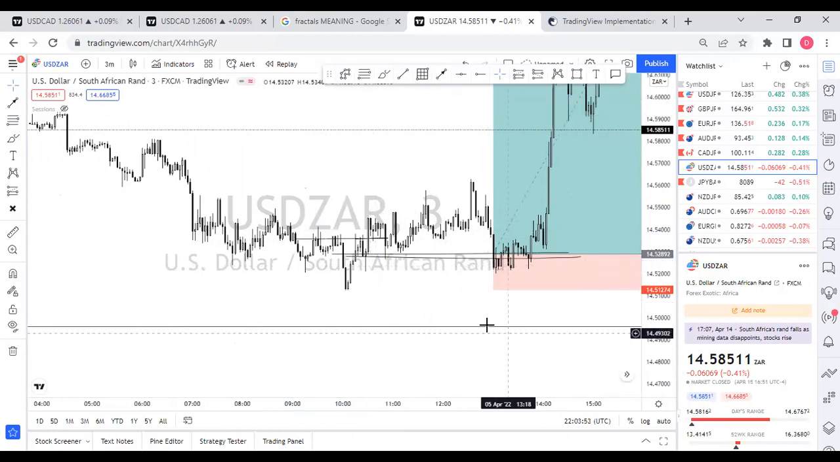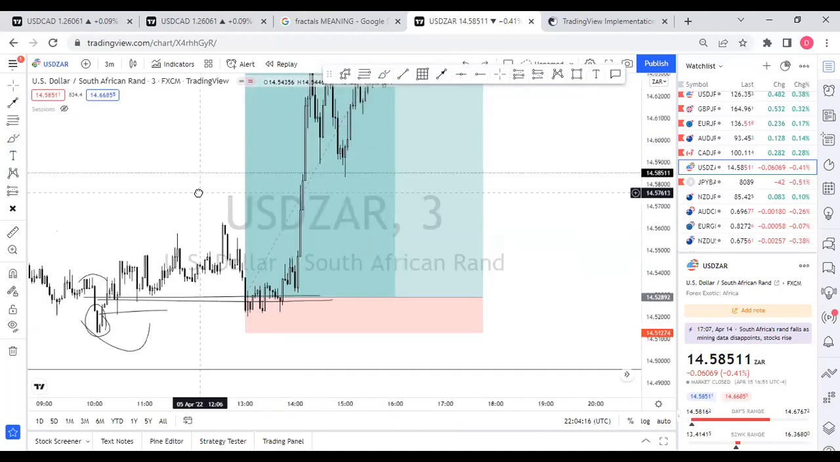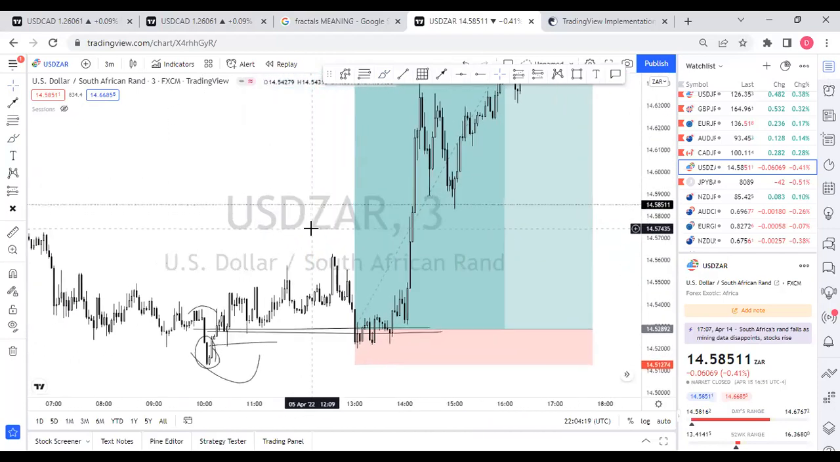So on the 3 minutes, we had our point of interest, right? And then what did we have? Lower high, lower low, right? This imbalance here or this institutional candle would have made sense, okay? And then see how beautifully price came into it, and then it has been pushing up ever since.